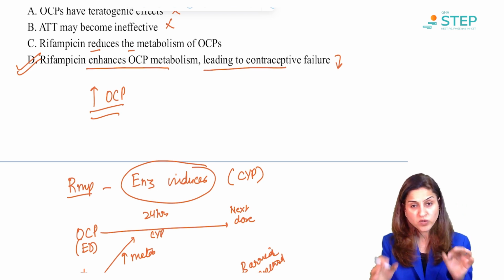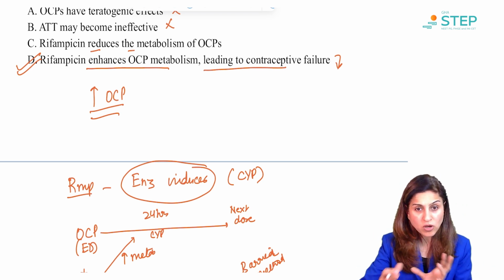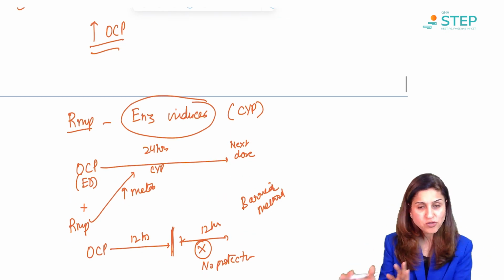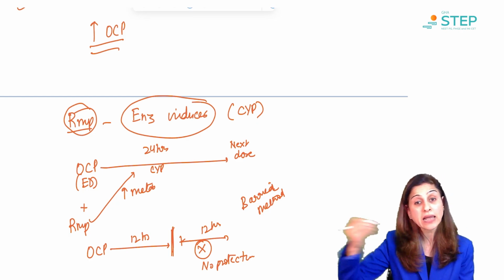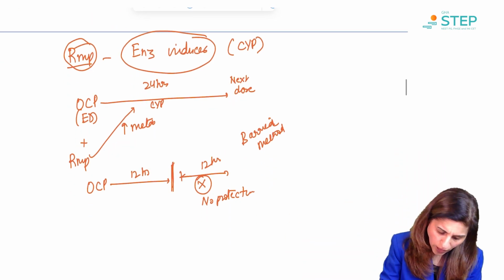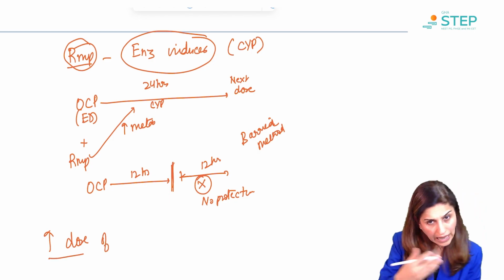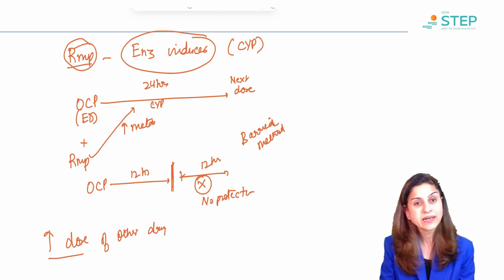So for any drug which is an enzyme inducer, you get the same kind of question, like with OCPs or with other drugs whose efficacy is being decreased. So you just have to know that these are potent enzyme inducers, and whenever you give another drug with an enzyme inducer, you have to increase the dose of the other drug. Right? That is the thing here.